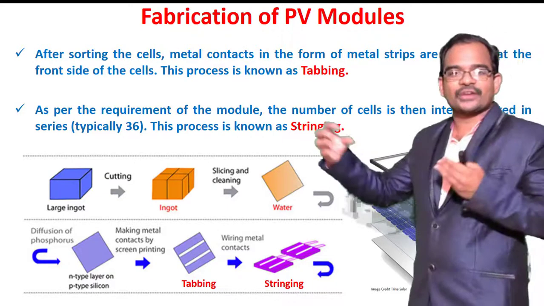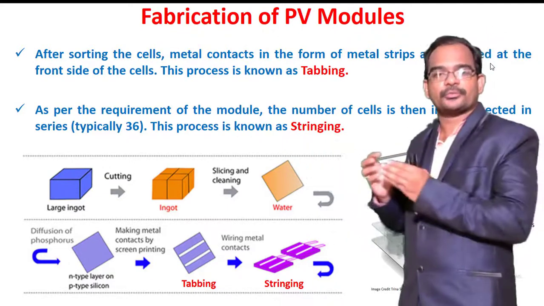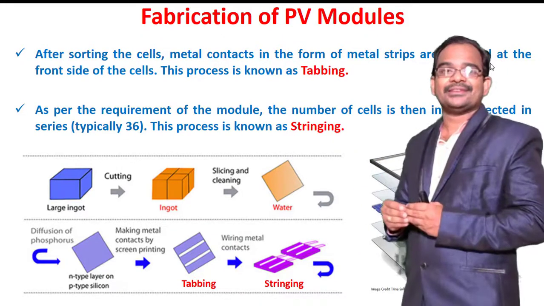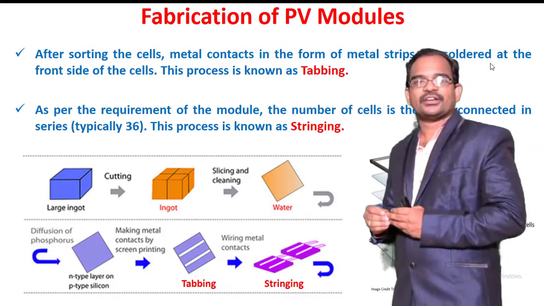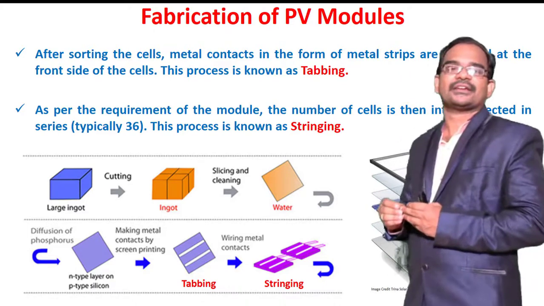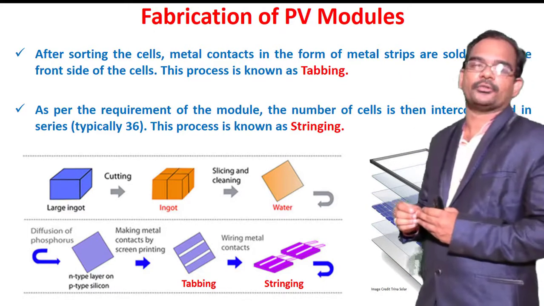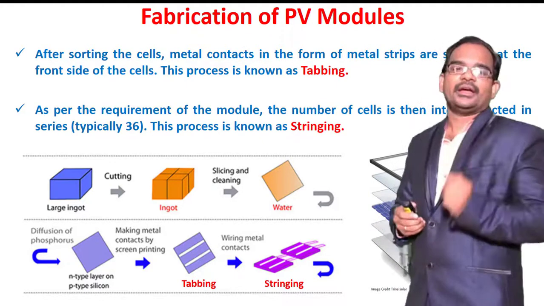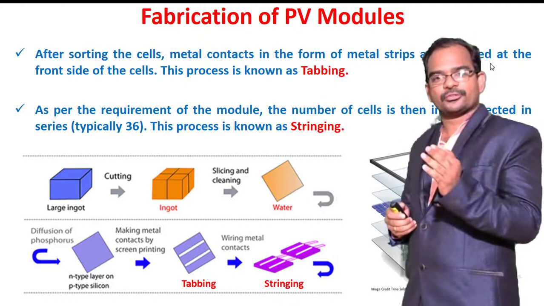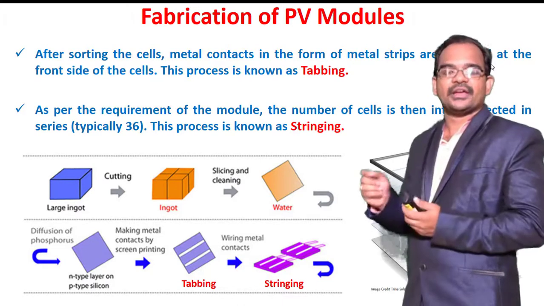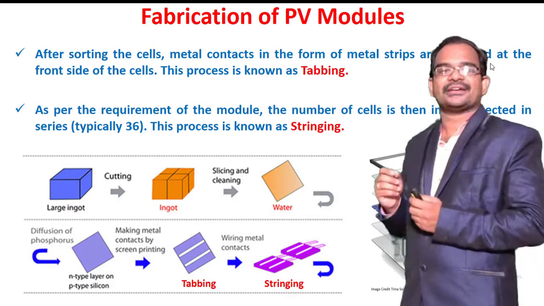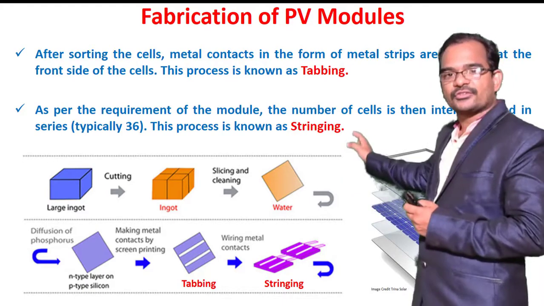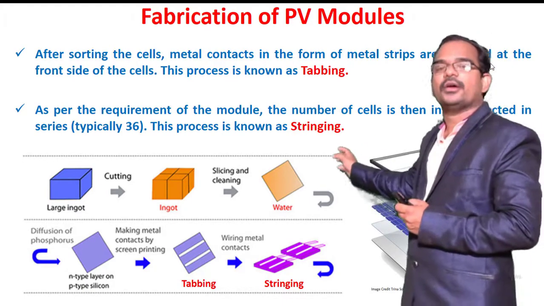You are keeping the solar cells in the form of a string, and that's why you call this process stringing. Typically in a solar module you will see 36 cells. The commercially available solar panel will have 36 cells in a solar module, because the voltage across each and every solar cell is 0.5 volts, and 36 into 0.5 will be how much? 18 volts. So in order to get an 18 volt panel, you need to interconnect at least 36 cells in series. So this is the first step of the fabrication of solar modules.